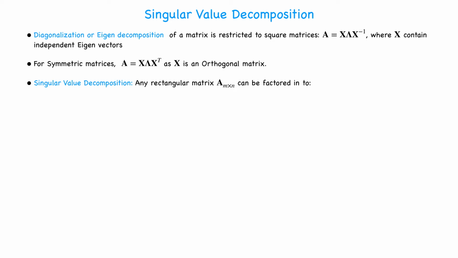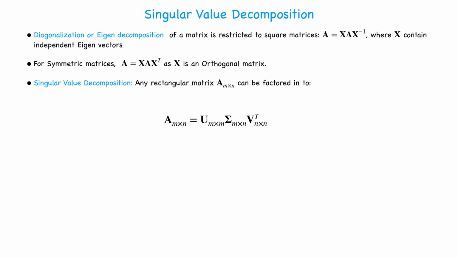But singular value decomposition is more generic, which is also applicable for a rectangular matrix. So consider a matrix A of dimension m cross n. A can be decomposed as U sigma V transpose. Here the dimensions are very important. A is m cross n, U is m cross m, which means a square matrix, sigma is m cross n, which is a rectangular matrix, and V is a square matrix of dimension n cross n.